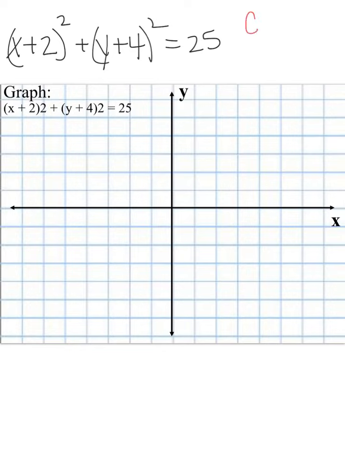Okay, center. Since I have both plus signs there, they're going to be negative written for my center. And the radius is the square root of 25, so that is 5.